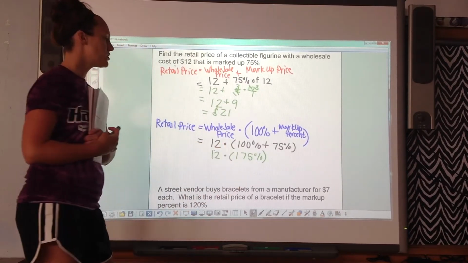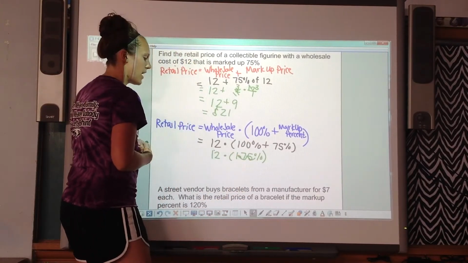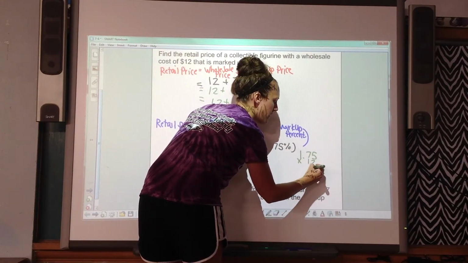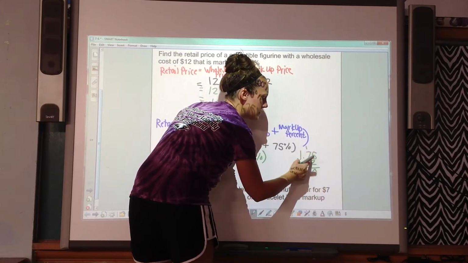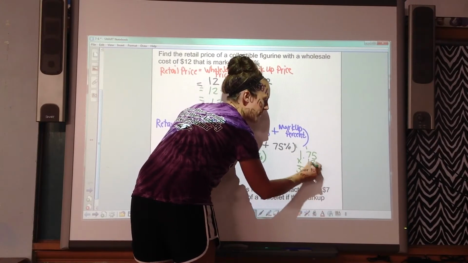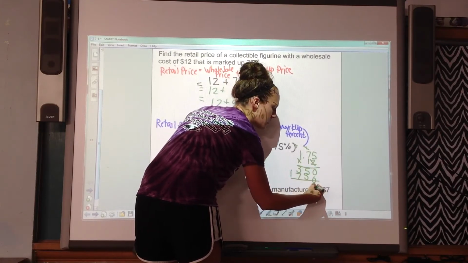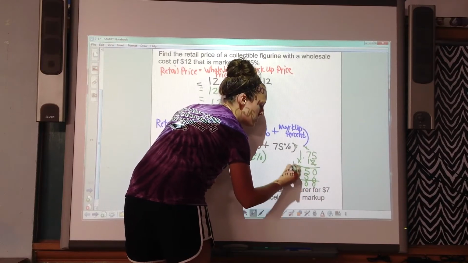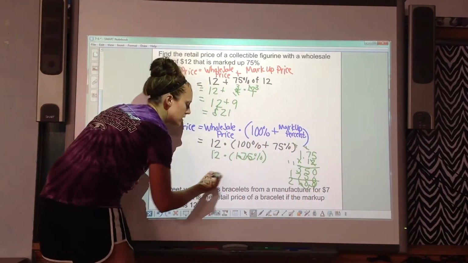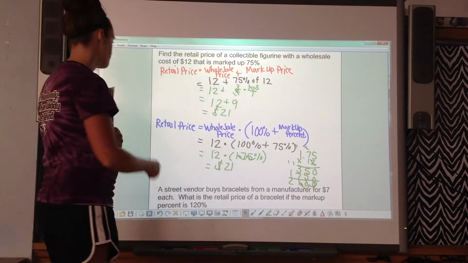Instead of turning this into a fraction this time, I am going to turn the percent into a decimal. 1.75. Now this says 12 times 1.75, so I'm going to do that off to the side. Multiply 5 times 2. 7 times 2 is 14, plus 1 is 15. 2 times 1 is 2, plus 1 is 3. 5 times 1. 7 times 1. 1 times 1. Add them together. 7 plus 4. Do the decimal dance. It looks like I move it over twice. So again, no matter what method you use, you're going to get $21 for that collectible figurine.